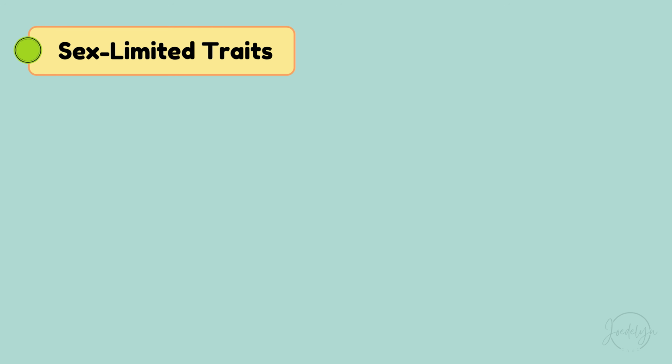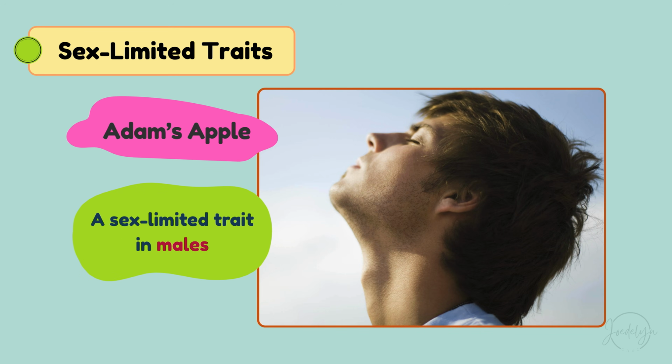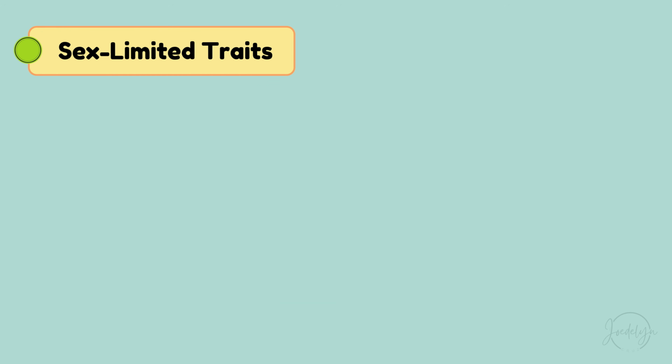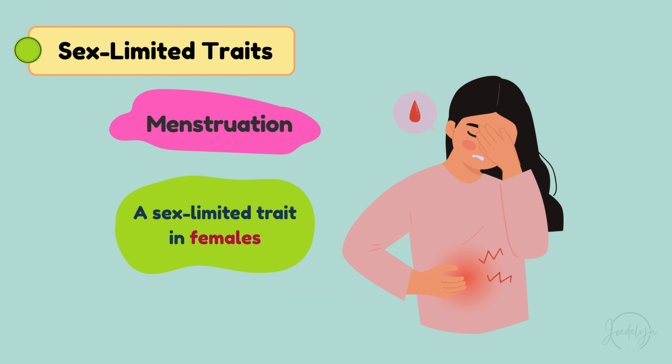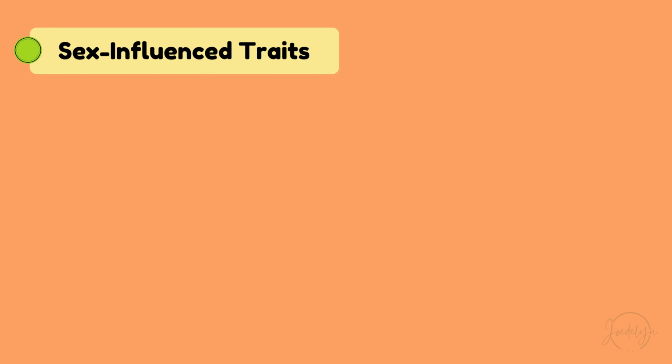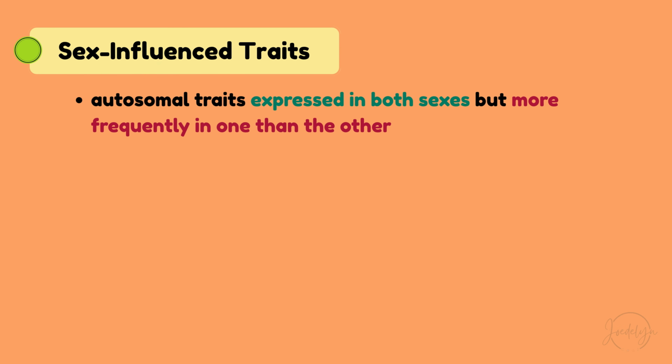Other examples include Adam's apple, a sex-limited trait in males, and menstruation, a sex-limited trait in females. Finally, let's talk about sex-influenced traits, which are autosomal traits expressed in both sexes, but more frequently in one than the other. These traits are highly influenced by hormones.